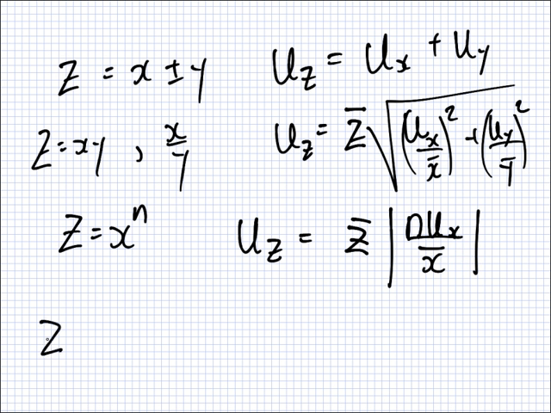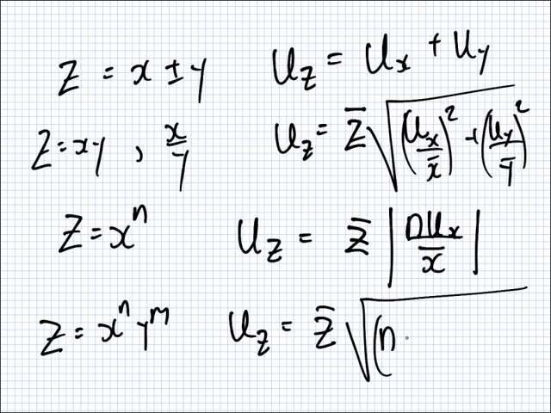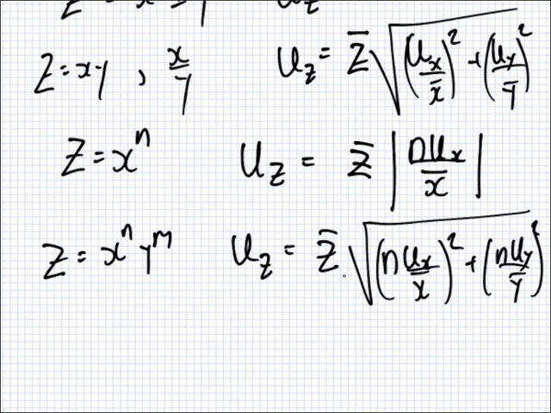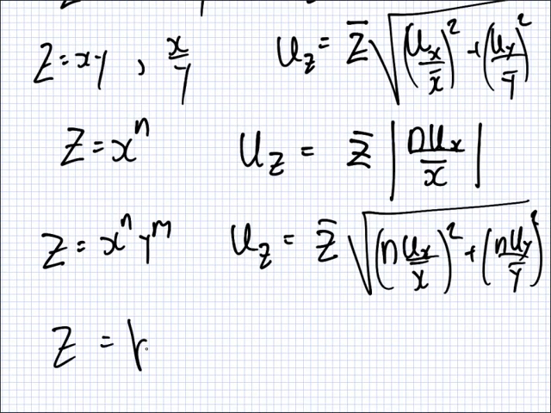If you have double powers, like x to the n, y to the m, then the uncertainty of z would be z times the square root of the first one times n, squared, plus the second one times m, uy over y, squared. And then the last one is if you just multiply by k, the uncertainty is also just multiplied by k.